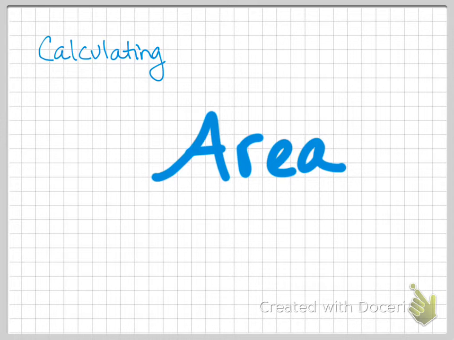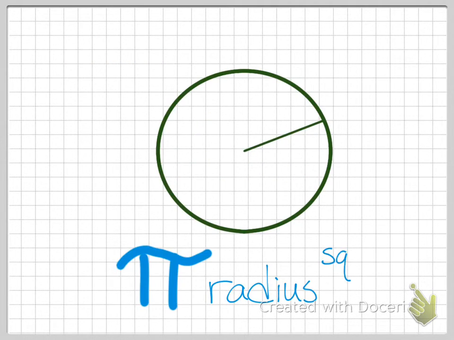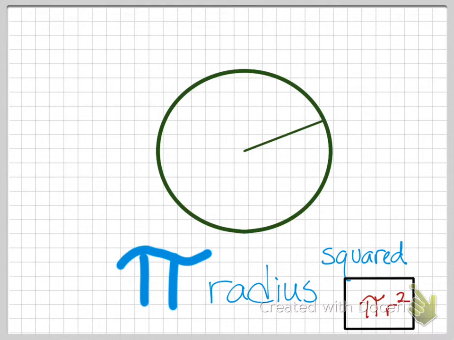So when you're trying to calculate certain things for a circle, we're going to start with area. The way that we calculate area is the value of pi times the radius squared. And it is written like this, pi r squared. That's what we refer to that as.